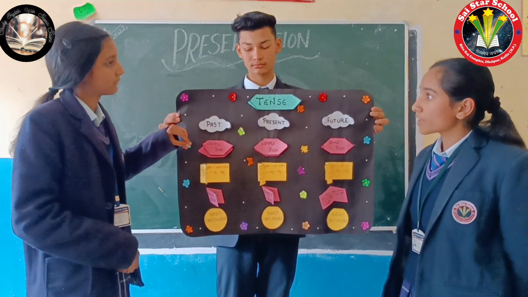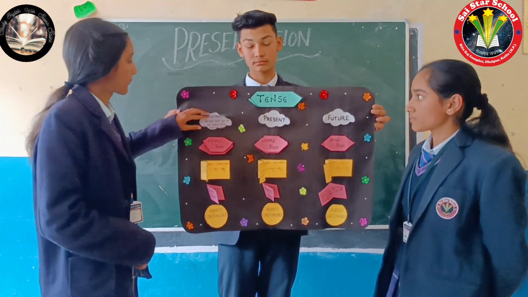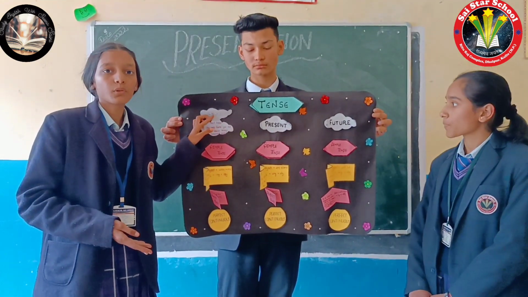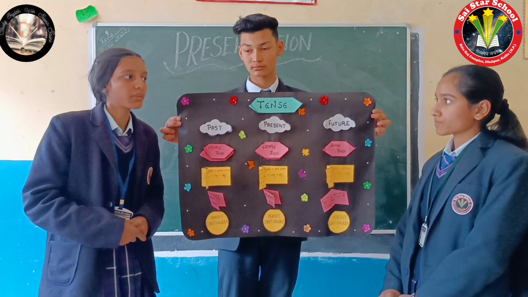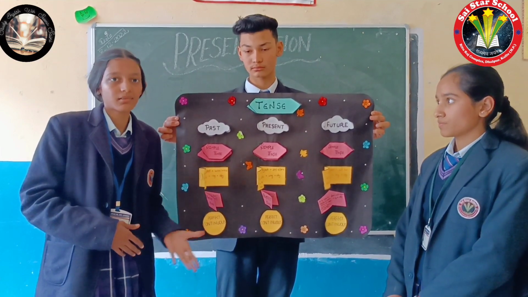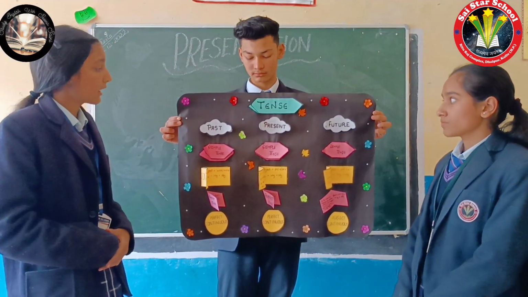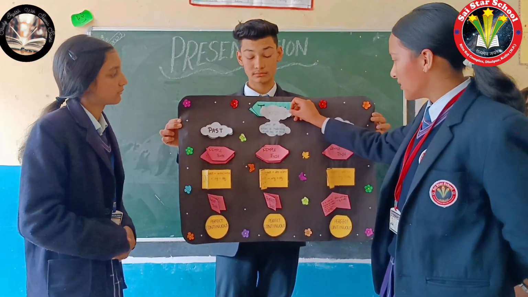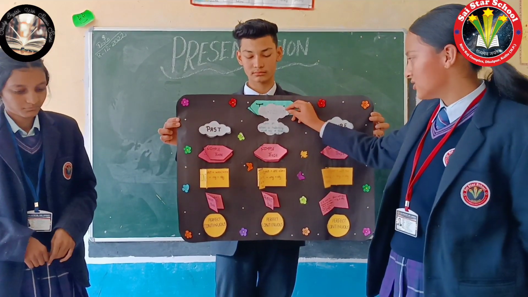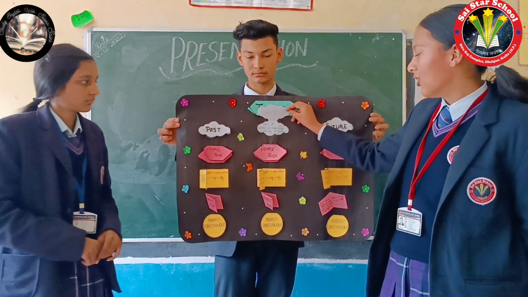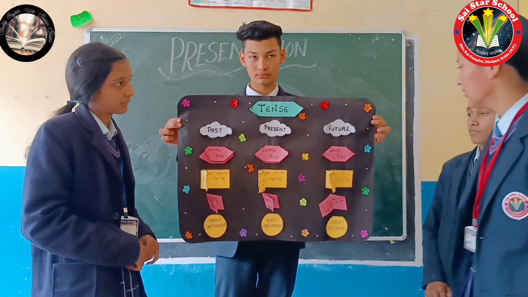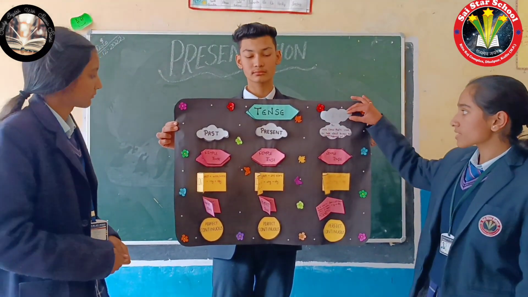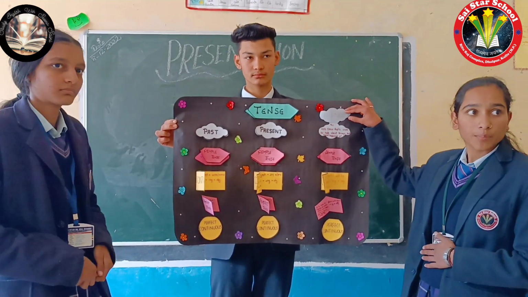Sakshi, can you tell us what is past tense? Yes, why not? So past tense is the verb form that talks about what happened in the past. So Sheetal, can you tell us what is present tense? Present tense is when an action is happening right now or happening regularly. Now, Ankita, can you tell what is the future tense? Yes, future tense is used to talk about things not happened yet.